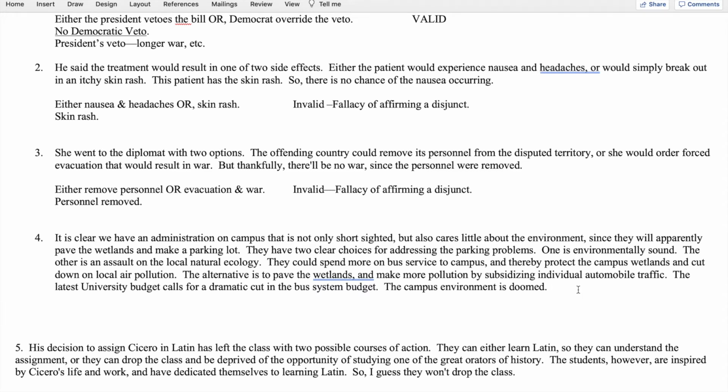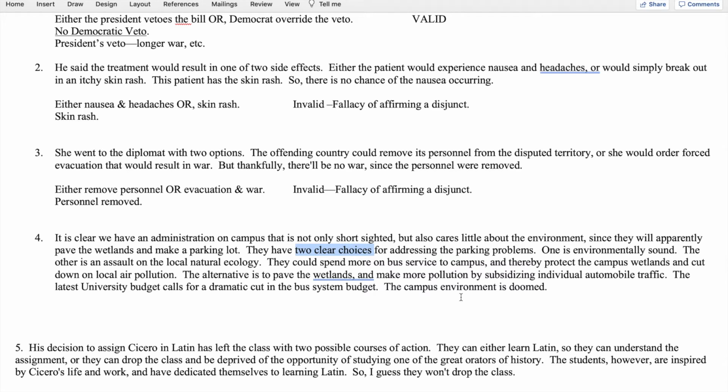So we have a rather complex argument here, a lot of different parts, some additional subclaims and clarifying information. And I kind of gave away there, I added in the therefore, but that tells us this last statement here, the campus environment is doomed, is the conclusion of the argument. And that's sort of reinforced in the opening sentence, which tells us the administration is short-sighted and cares little about the environment because they're going to pave the wetlands and make a parking lot, right? But we're looking here for the disjunctive argument, and the preview of the disjunctive comes here, 2 clear choices, right?